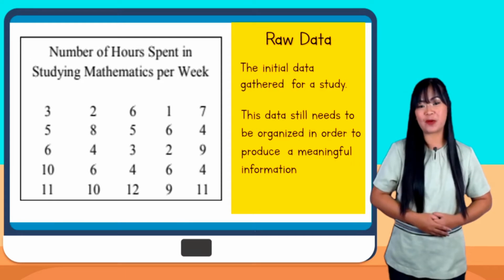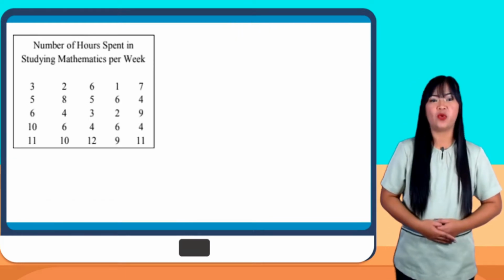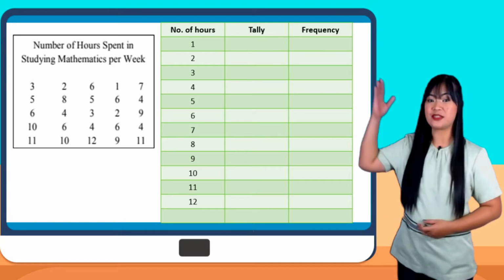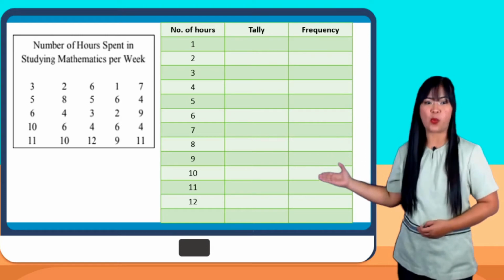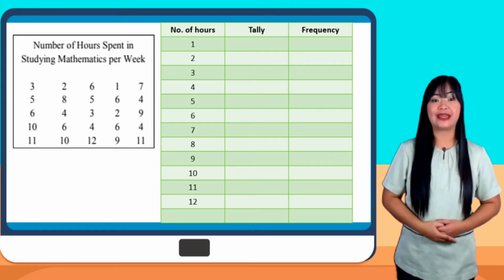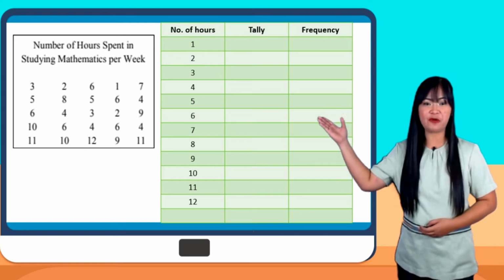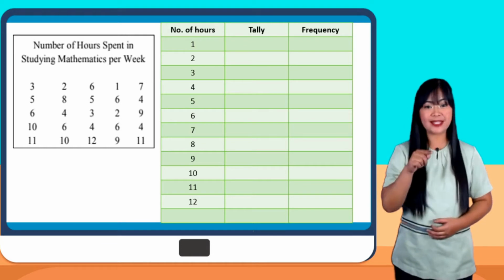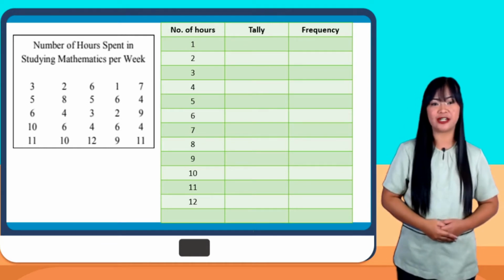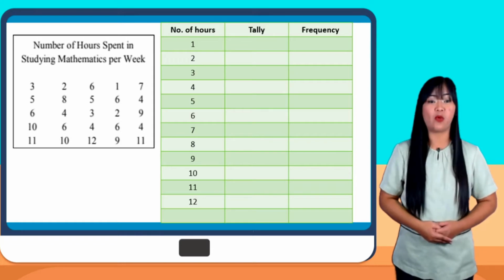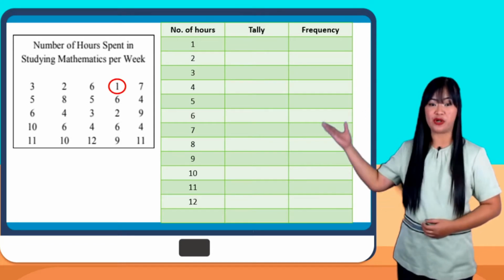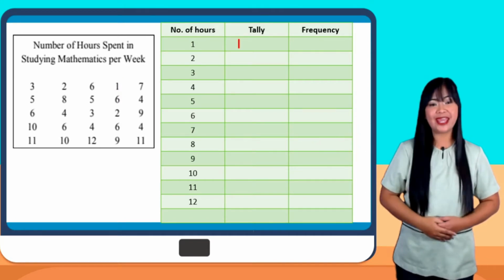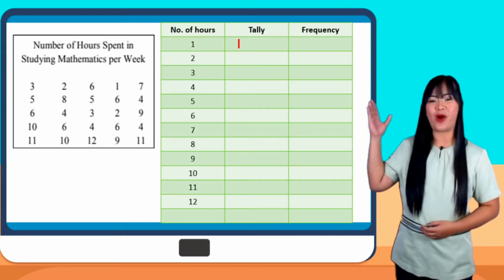So, to prepare a frequency distribution table for this data, we simply write the number of hours on the first column, starting from the lowest, which is 1, to the highest, which is 12. Then, we have tally on the second column and frequency on the third column. For the tally, we are going to put 1 tick every time each number occurs in the raw data, starting with 1. Every time we see 1 in the raw data, we put a stick on 1 in the tally column. There is only 1, so we have 1 stick.